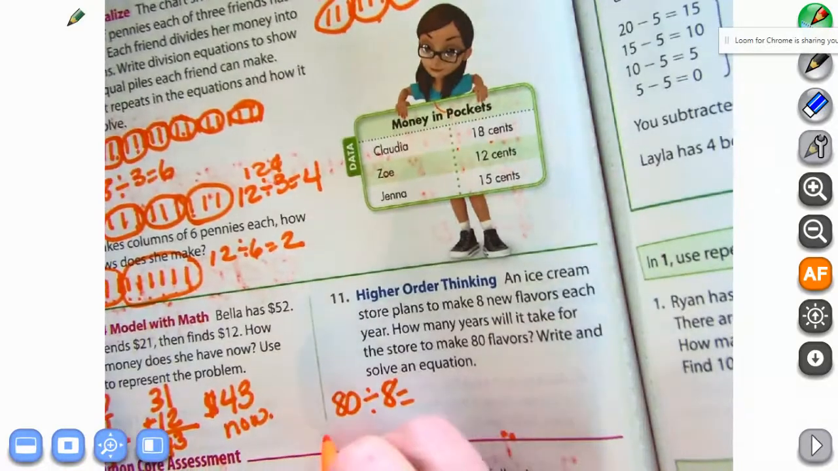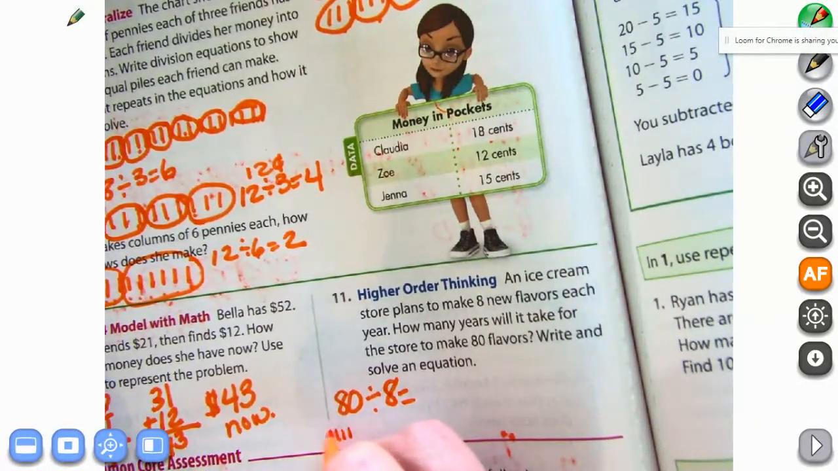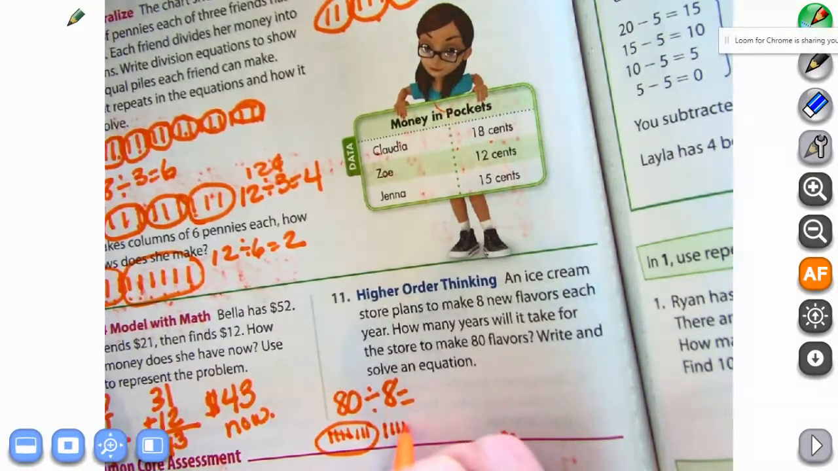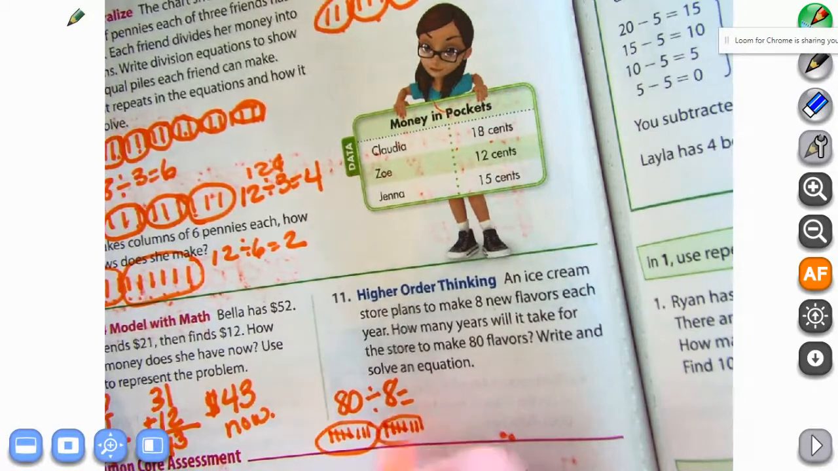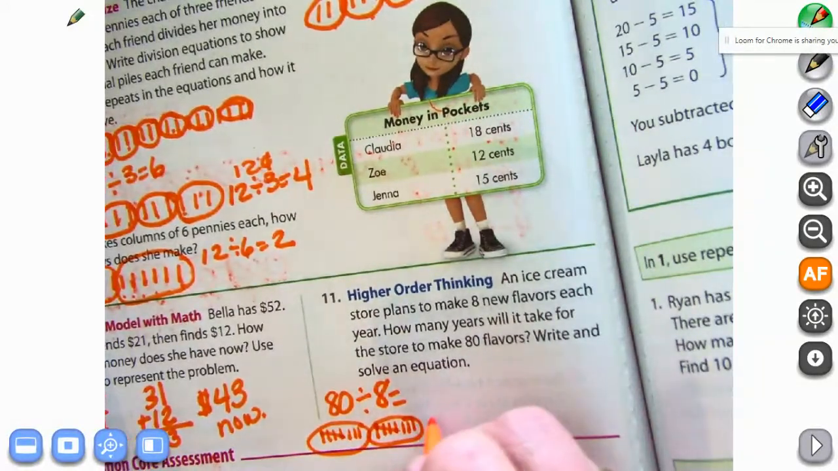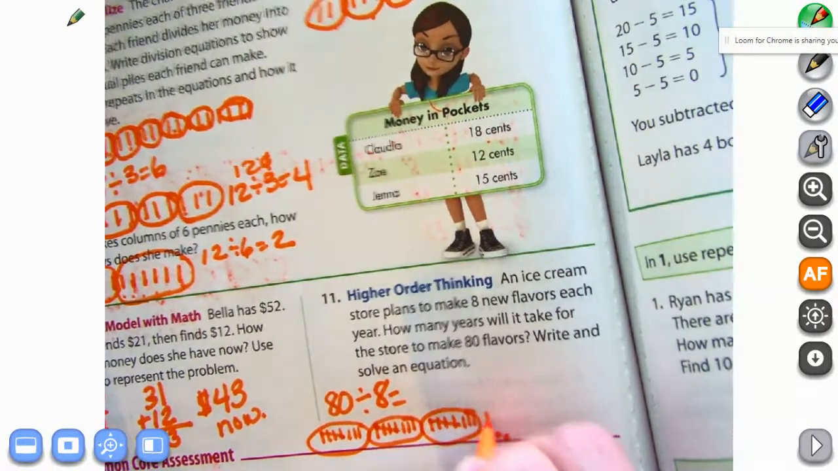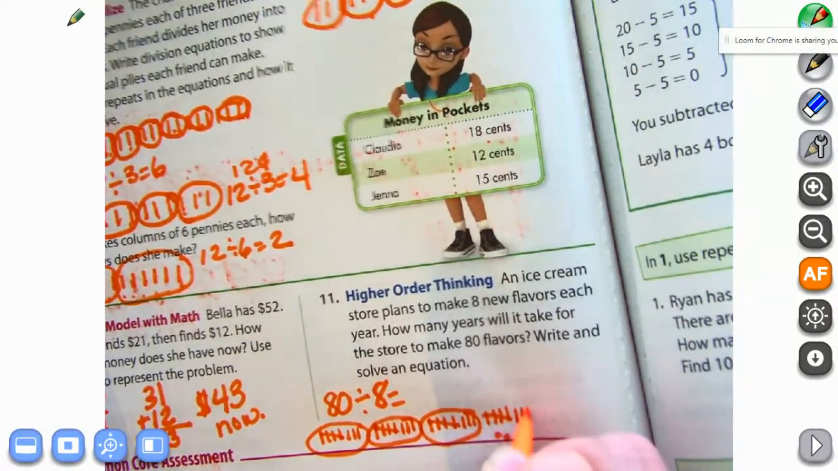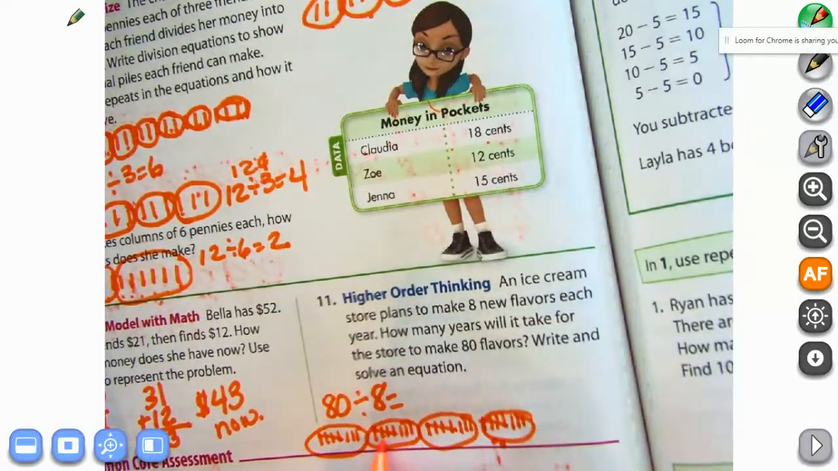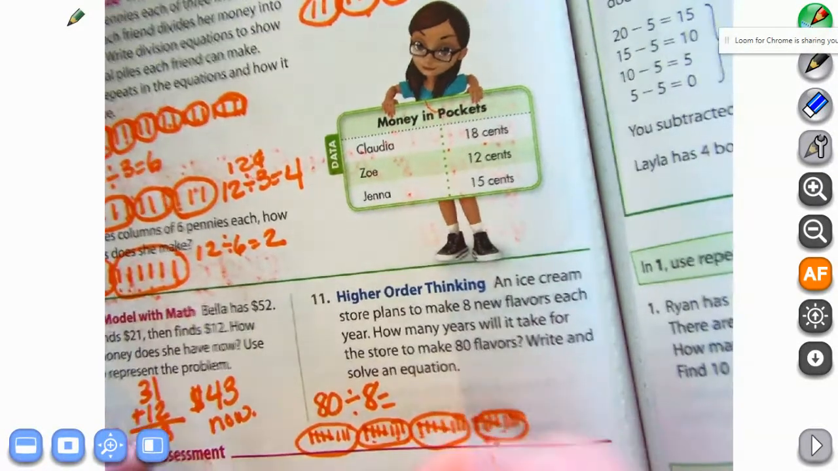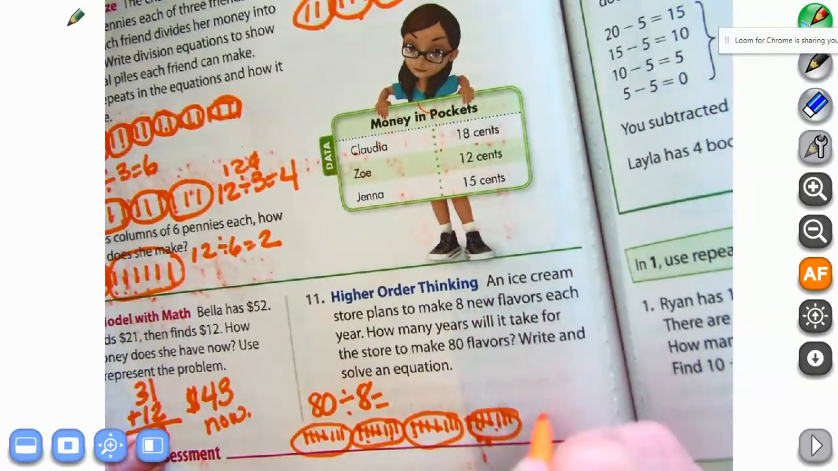So if I do some tallies, we do 1, 2, 3, 4, 5, 6, 7, 8. There's one group. 1, 2, 3, 4, 5, 6, 7, 8. There's 2 groups. 8 plus 8 is 16. Another two groups, so that's 8, 16, 24, 32. Okay, got to keep going.